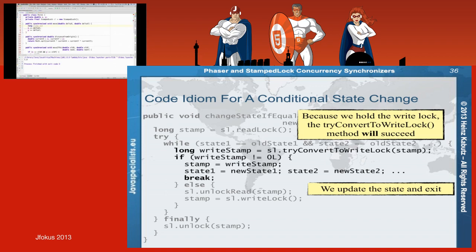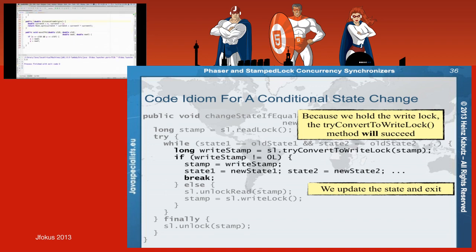Long stamp equals SL dot writeLock, try, finally, SL dot unlock write stamp. Right? That's pretty easy. And let's do the distance from origin, and let's take away the synchronized as well, because we want to have it stamped as well, otherwise you have double trouble. On this one, distance from origin.